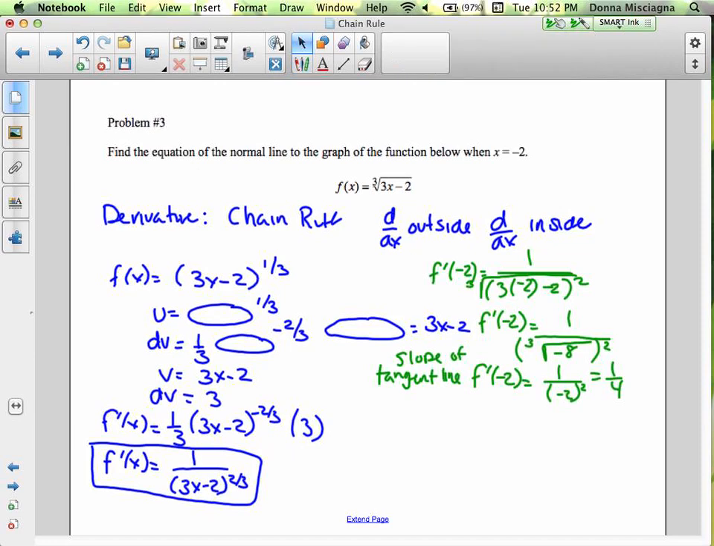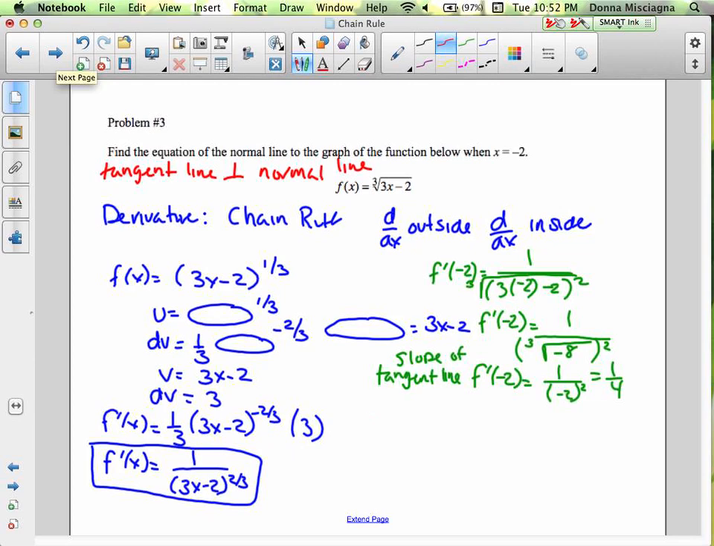All right, slope of the normal line, you flip it, change the sign, right? Because these are perpendicular lines, right? Tangent line is perpendicular to the normal line. All right, so our normal line, the slope is going to be just -4.